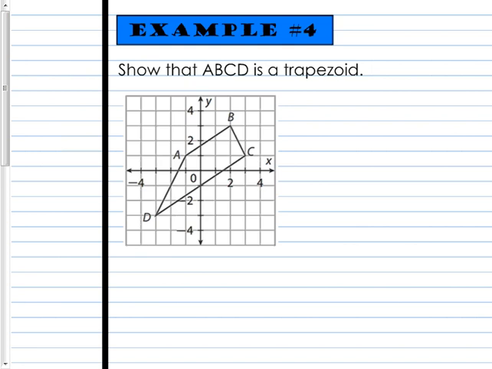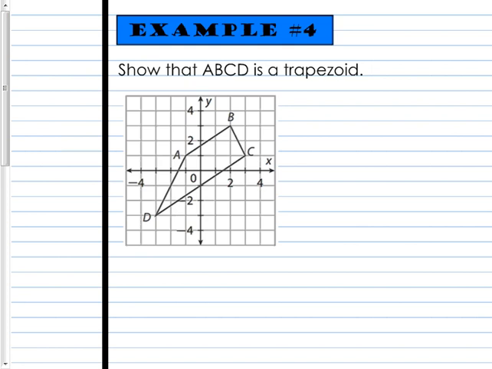Well, what does a trapezoid have? A trapezoid has only one set of parallel lines. So looking at this picture, I think we can all clearly see that AB and DC look to be the parallel lines. DA and CB are obviously not parallel. So, how can I tell if two lines are parallel? Well, what do parallel lines have? They have the same slope.